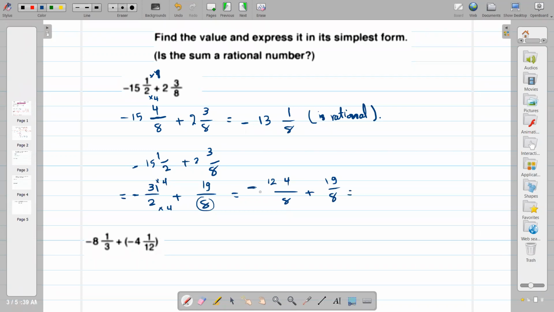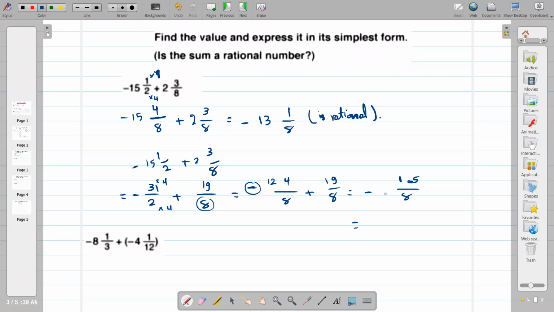equals, the sign is negative, okay? And the denominator is the same, okay? So 14 minus 9 is 5. 1 minus 1 is 0, and 1, okay? So 105 over 8, okay? Now you can divide.